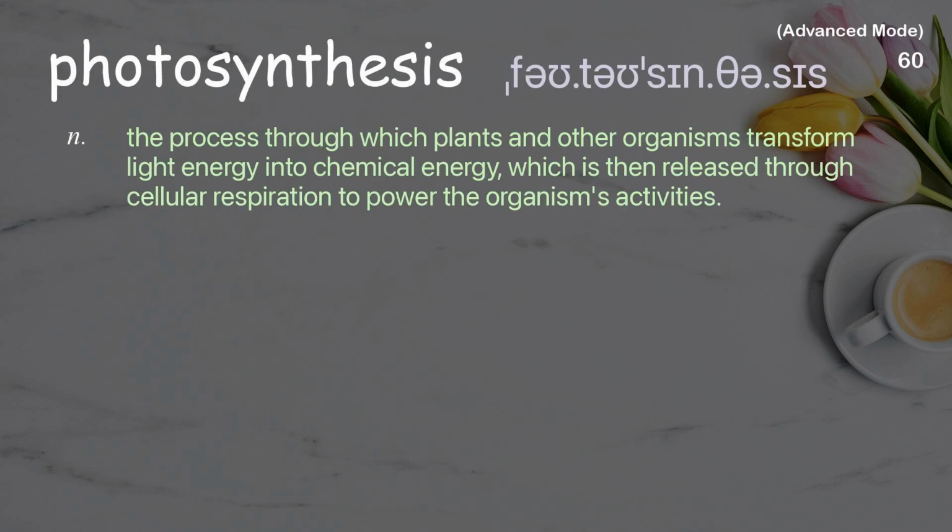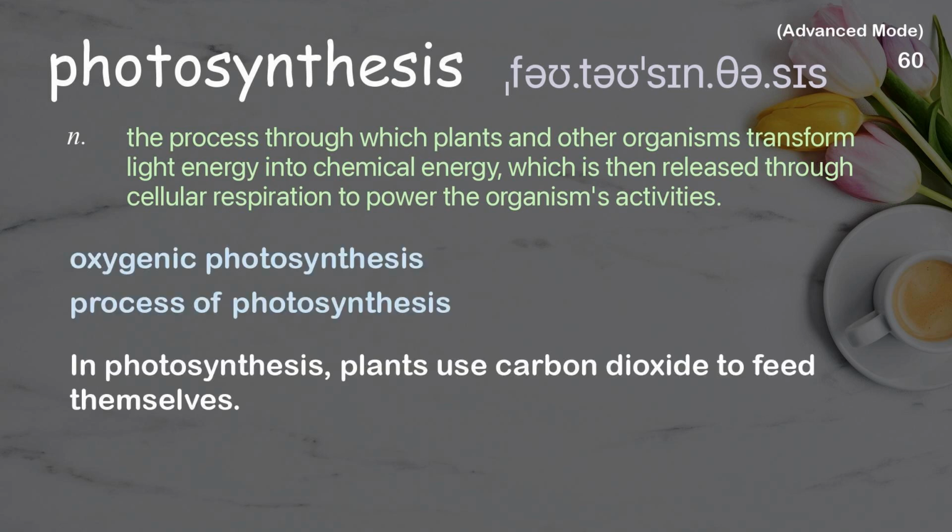Photosynthesis. The process through which plants and other organisms transform light energy into chemical energy, which is then released through cellular respiration to power the organism's activities. Examples: Oxygenic photosynthesis. Process of photosynthesis. In photosynthesis, plants use carbon dioxide to feed themselves.